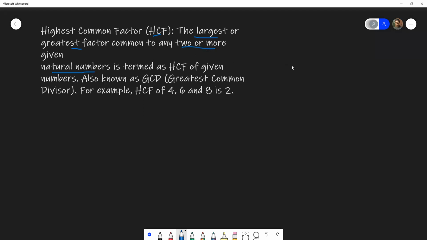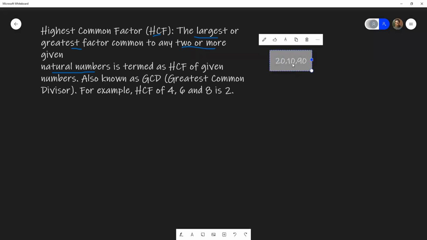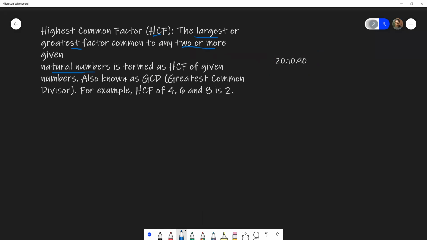Give me some natural numbers again. 20, 10, 90. Very good. There are three natural numbers. So the largest common factor of 2 or more given natural numbers is termed as HCF of given numbers, also known as GCD.